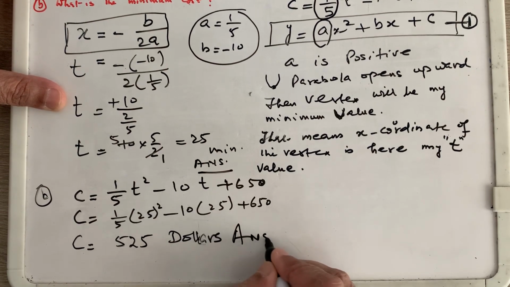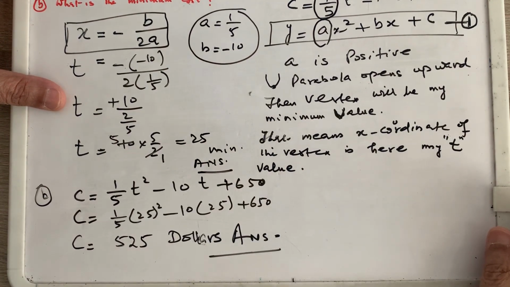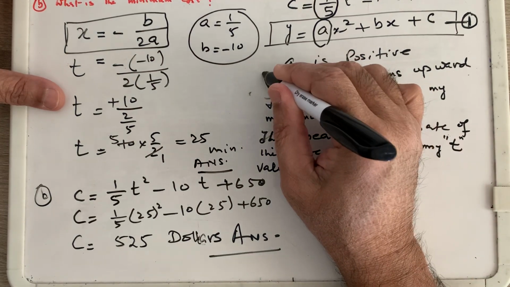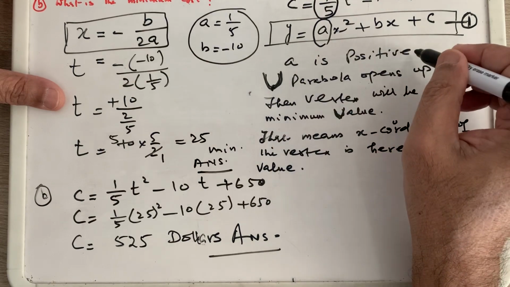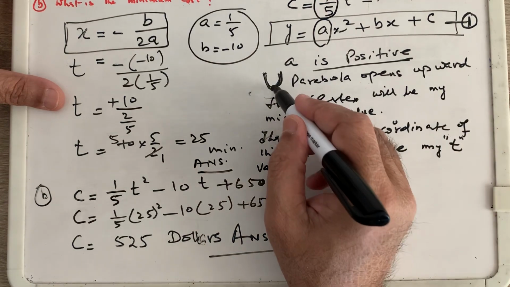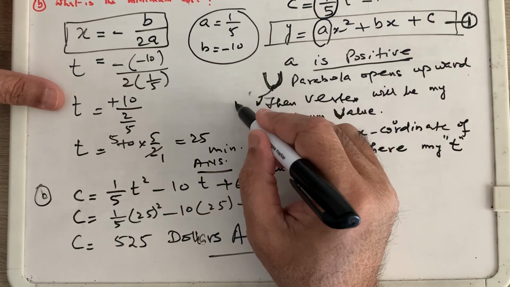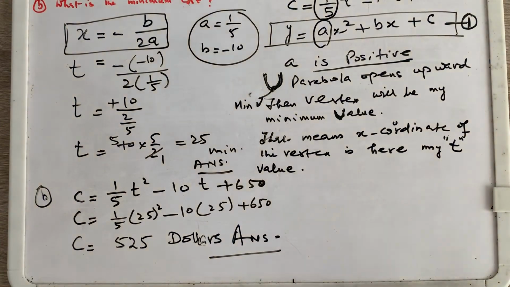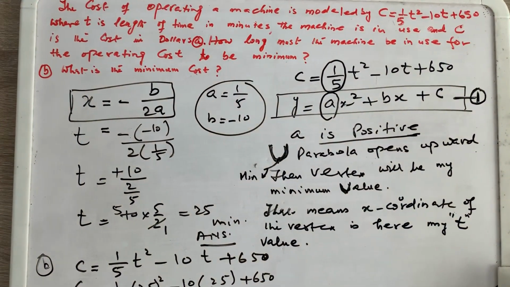So this is my answer. I had two parts. One was how long must the machine be in use for the operating cost to be minimum. And since my parabola is like this, because my A is positive, right? A is positive, so the parabola is opening upward. That means this point will be the minimum point, right? If the parabola opens upward, the vertex shows the minimum point. So we have the two parts. We found out how long the machine must be running. It should run for 25 minutes. And what will be the cost? The operating cost will be 525.